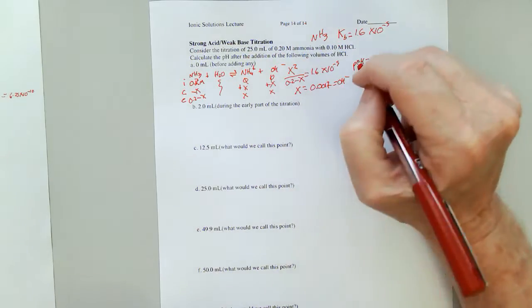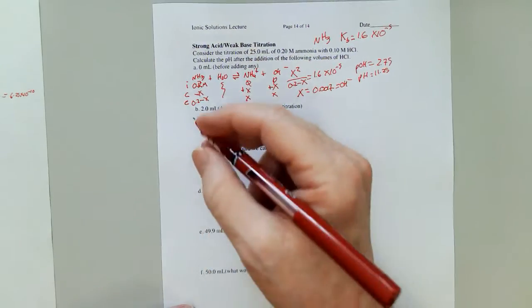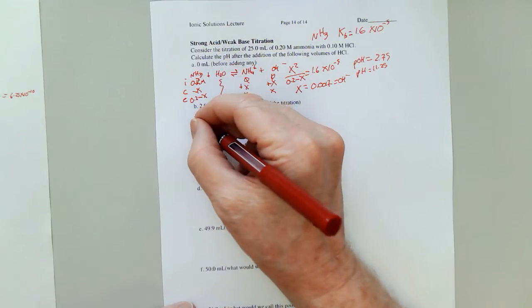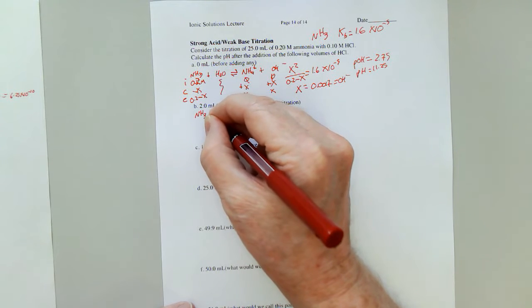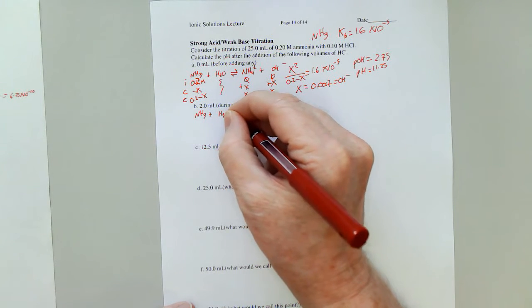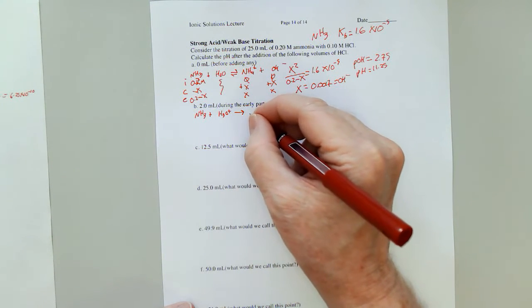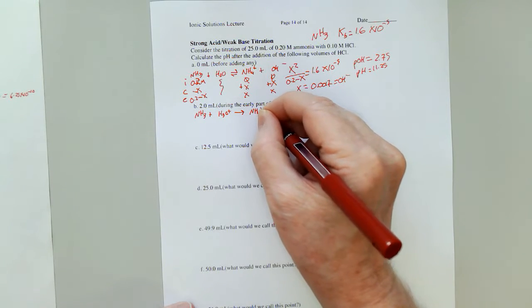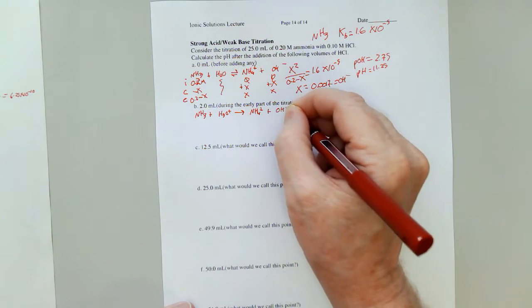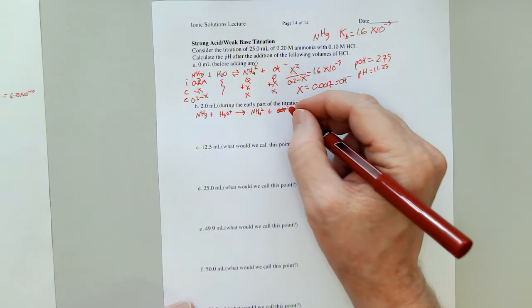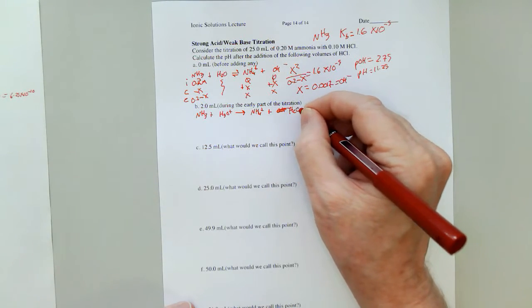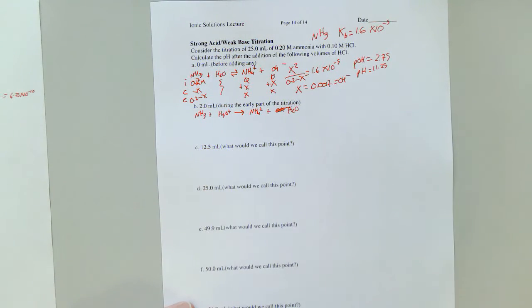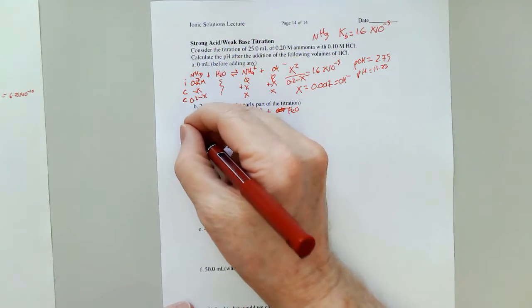So now let's add some 0.1 molar HCl. And what the reaction is going to look like is NH3 plus the H3O plus from the HCl gives me NH4 plus and H2O. Okay. This is going to be a buffer.